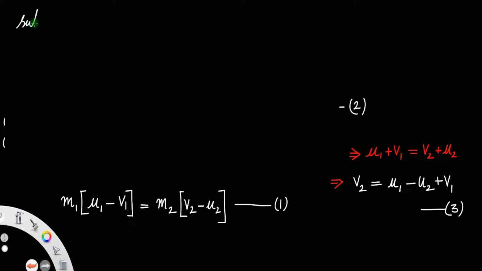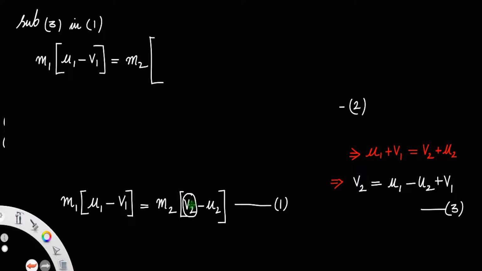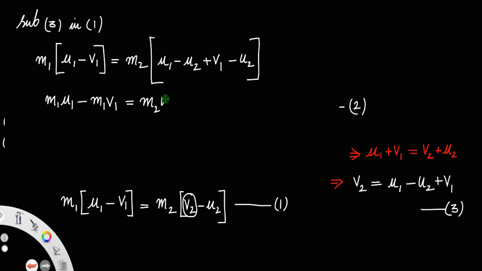I'm substituting equation 3 in 1. So in place of v2 here, I'm substituting this value, that is m1 into u1 minus v1 is equal to m2 into, instead of v2 you can write u1 minus u2 plus v1, then minus u2. Clear? Now if you multiply, that is m1 u1 minus m1 v1 is equal to m2 u1 minus m2 u2 plus m2 v1 minus m2 u2. Clear?